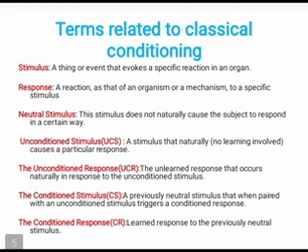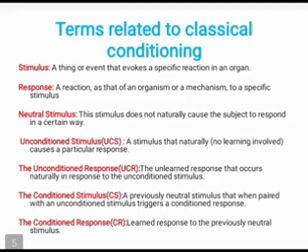First, we have to know the stimulus. What is stimulus? Stimulus means a thing or event that evokes a specific reaction in an organism. That is stimulus. The next one is response. Response means a reaction of an organism or mechanism to a specific stimulus. That is response. Next one is neutral stimulus. This stimulus does not naturally cause the organism to respond in a certain way. These are the basic terms of classical conditioning.